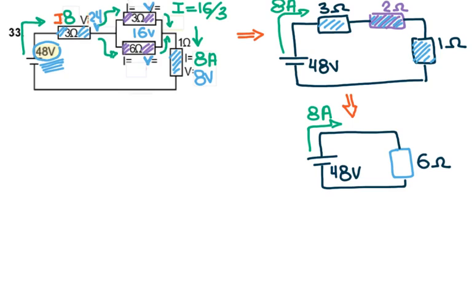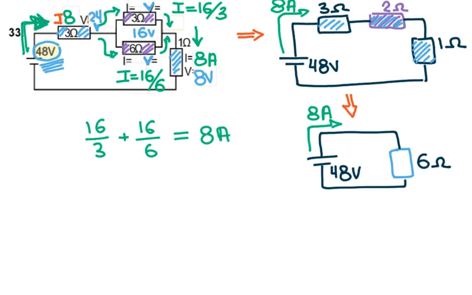And if I have 16 divided by 6, that will be the current through this resistor, so that is 16 divided by 6. 16 divided by 3 and 16 divided by 6 should give me 8 amps that split. Remember, we had 8 amps leaving the battery, and then they split between those two parallel resistors. So together they should give me 8 amps.